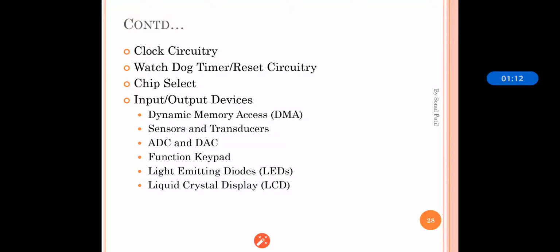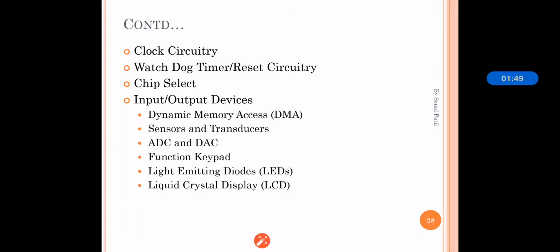Now next is the watchdog timer. Watchdog timer is also called reset circuitry because its main responsibility is to reset the circuit. Most embedded systems do not have a reset button. Many embedded systems do not have the reset button itself. So due to some software or hardware error or any particular condition or state the system has reached, there should be one way according to which it should reset itself.